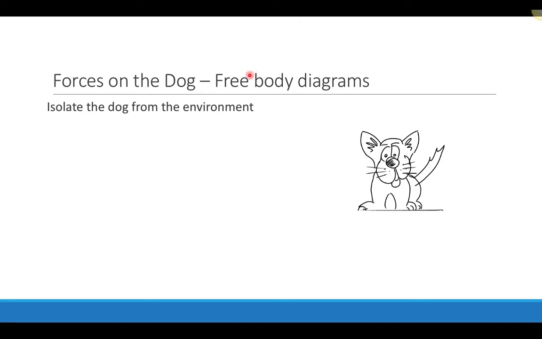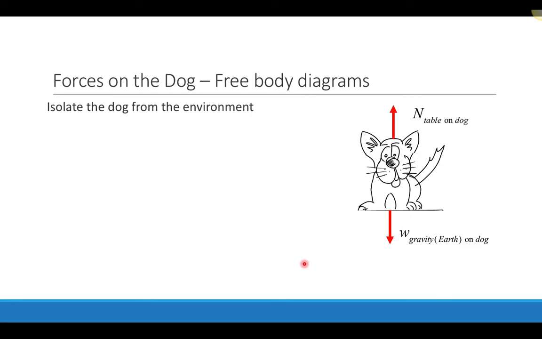And I can draw what's called a free body diagram. And all that means is I'm going to draw the forces that are just acting on the dog. So I know that the weight or the force of gravity is acting on the dog, because the dog is on the earth, and so gravity is pulling on it. This is the force that the earth exerts on the dog.